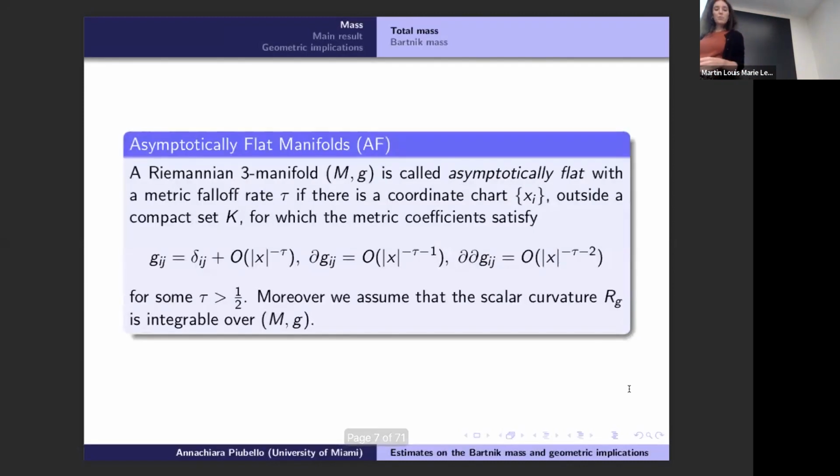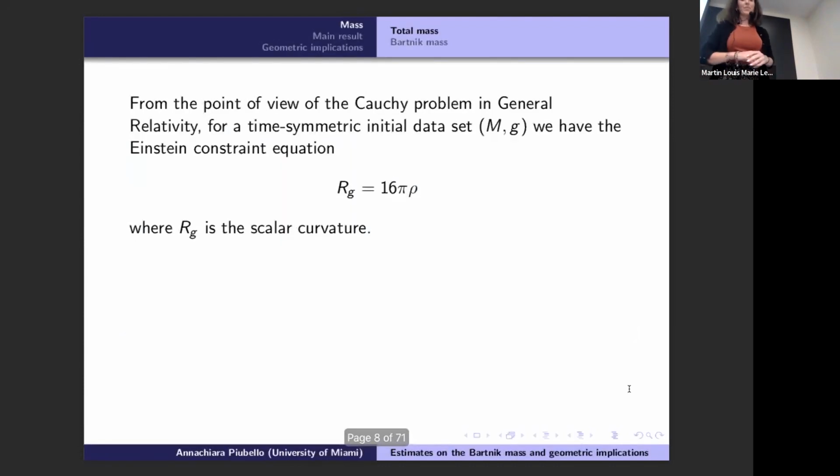So to make this statement more precise, we can define asymptotically flat manifolds to be manifolds that have coordinate charts outside a compact set, so that the metric g can be written as the Euclidean metric plus an error term. And we will also have some control over the derivative of the metric. Moreover, we want to assume that the scalar curvature Rg is integrable, and we will see that that is a condition we need to have so that we can actually define the mass.